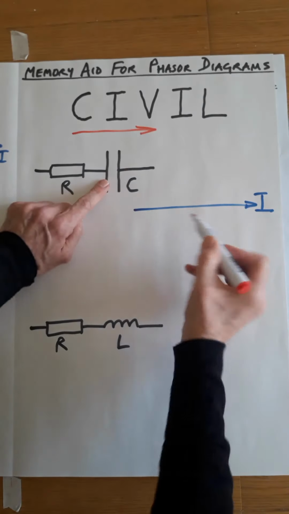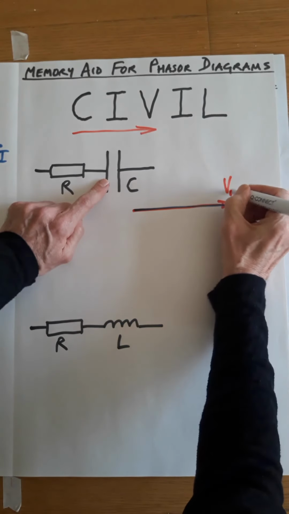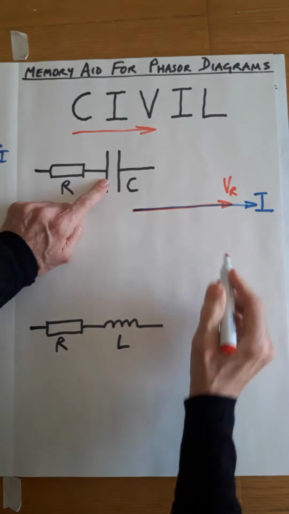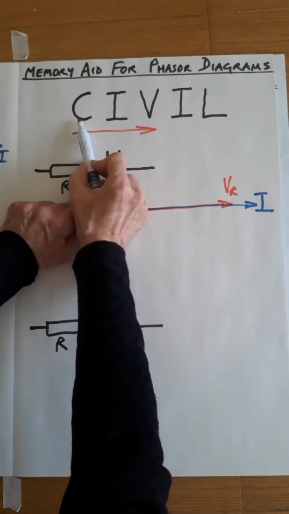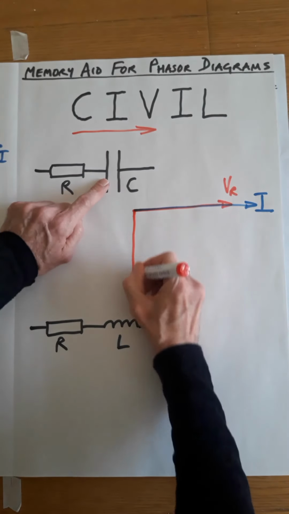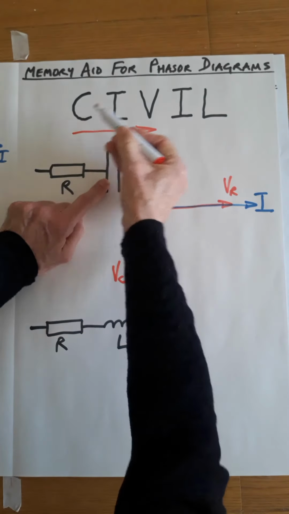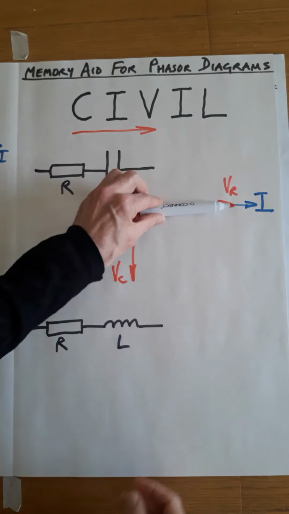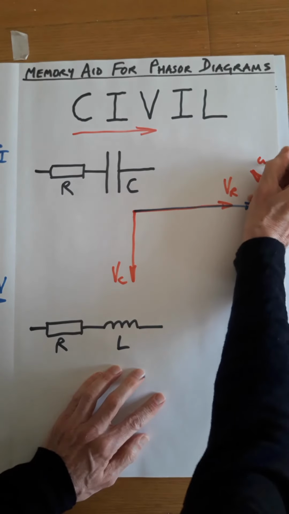So with the resistor, VR is in phase, and when it comes to the capacitor, current comes before voltage. Here's the current, here is the voltage. In a capacitor, current comes before voltage. There's the current, there's the voltage. All of this is going that way.